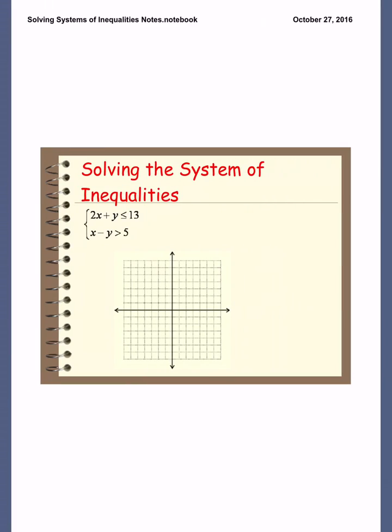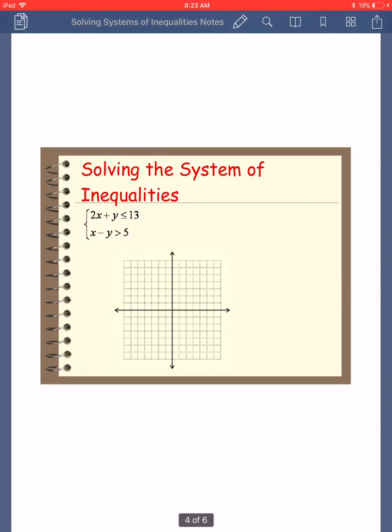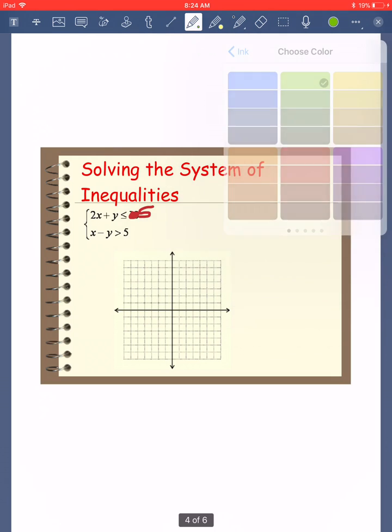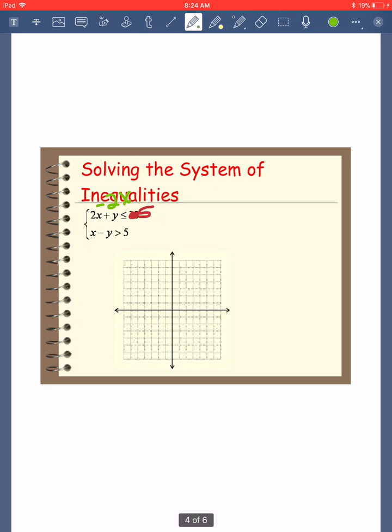So here we're going to be graphing 2x plus y is less than or equal to 13, and actually I'm going to change this because I can't graph 13 on here. So I'm going to change it to, let's say, 5. So 2x plus y is less than or equal to 5, and then x minus y is greater than 5. First I'm going to graph 2x plus y is less than or equal to 5, and to do that I'm going to subtract 2x from each side. So my equation is y is less than or equal to negative 2x plus 5.